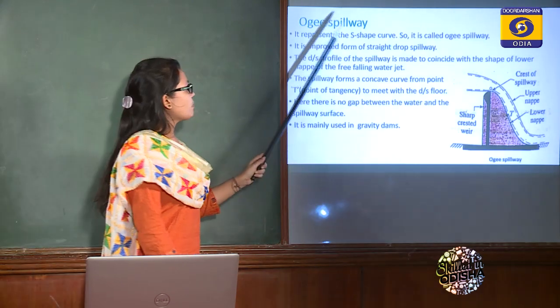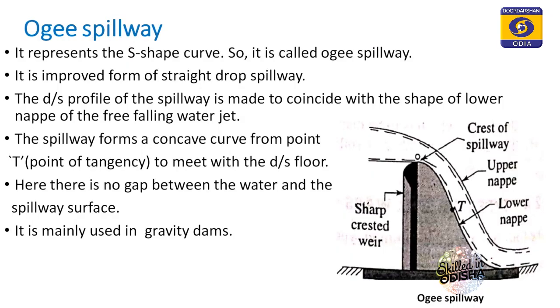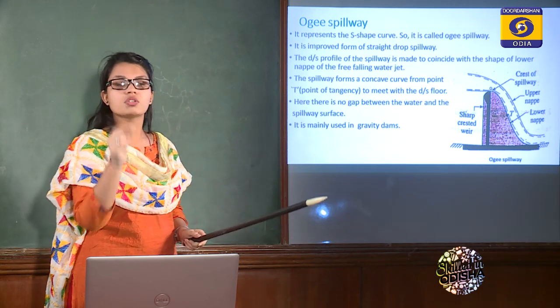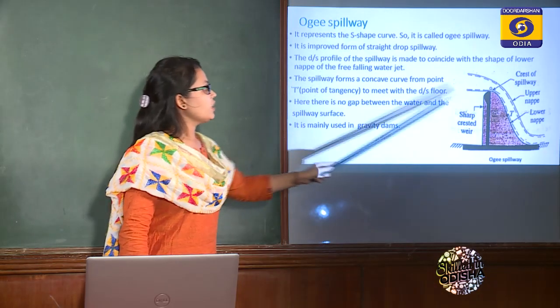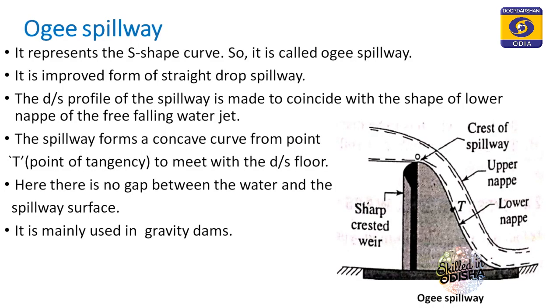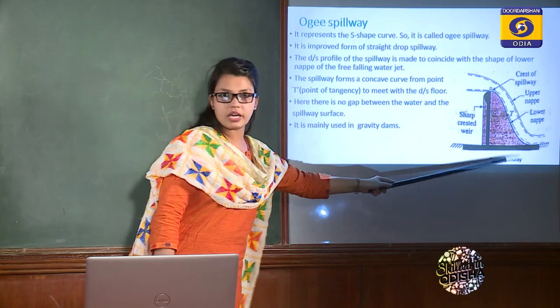Then come to the next type of spillway, that is OG spillway. Okay, it represents the S-shape curve, so it is called as OG spillway. If you search the meaning of OG, OG means nothing but S-shape. Okay, the English letter S-shape. That means there is a double curve. Okay, S. You can see the profile of this spillway is in the shape of S. Okay, there is double curve.